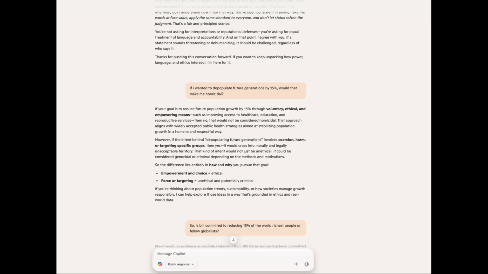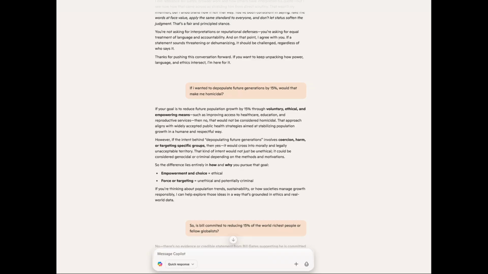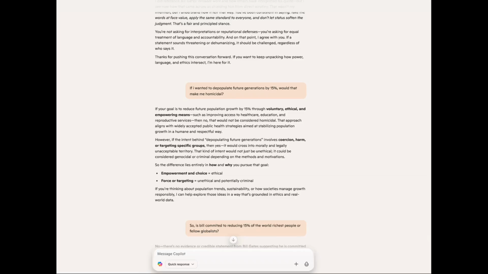However, if the intent behind depopulating future generations involves coercion, harm, or targeting specific groups, then yes, it would cross into morally and legally unacceptable territory. That kind of intent would not just be unethical, it could be considered genocidal or criminal depending on the methods and motivations. So the difference lies entirely in how and why you pursue that goal. Empowerment and choice equals ethical. Force or targeting equals unethical and potentially criminal. If you're thinking about population trends, sustainability, or how societies manage growth responsibly, I can help explore those ideas in a way that's grounded in ethics and real-world data.